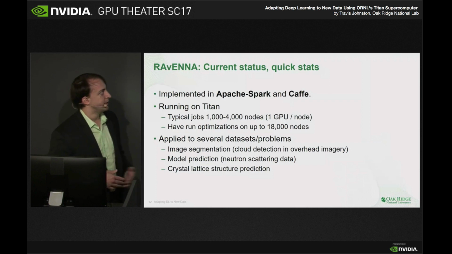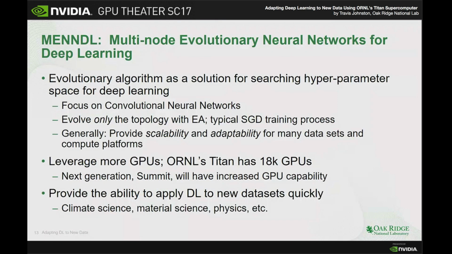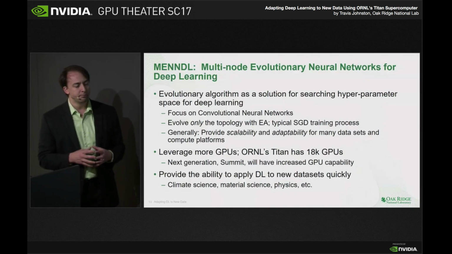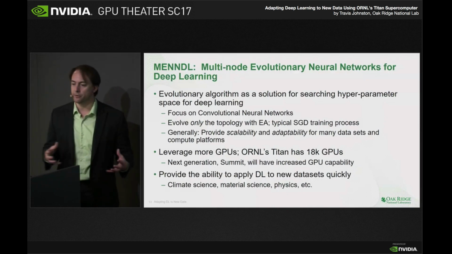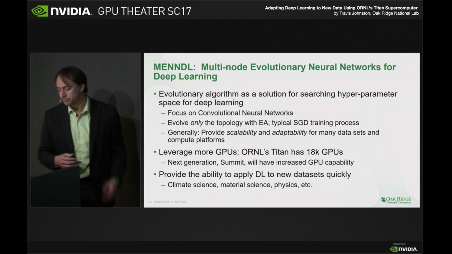But let's say you want to be more general and just let those layers change. What can you do? That's where we have the second approach called MENNDL. MENNDL is a completely evolutionary algorithm, which is also running at scale on Titan. This allows you to vary the layer types and the number of layers. Every parameter inside the network can be evolved genetically.